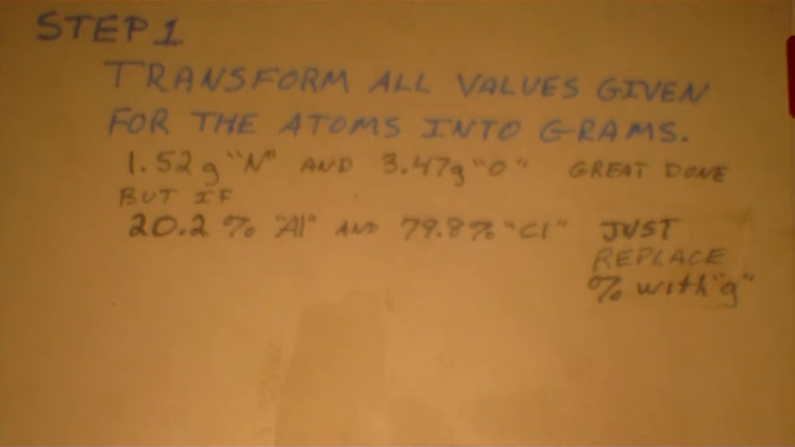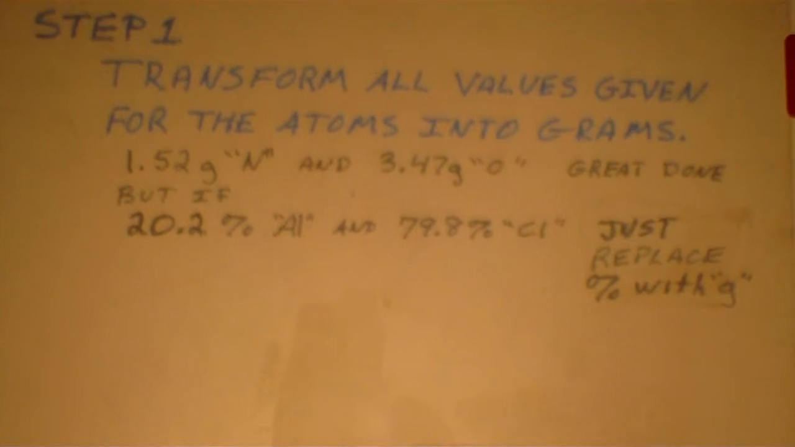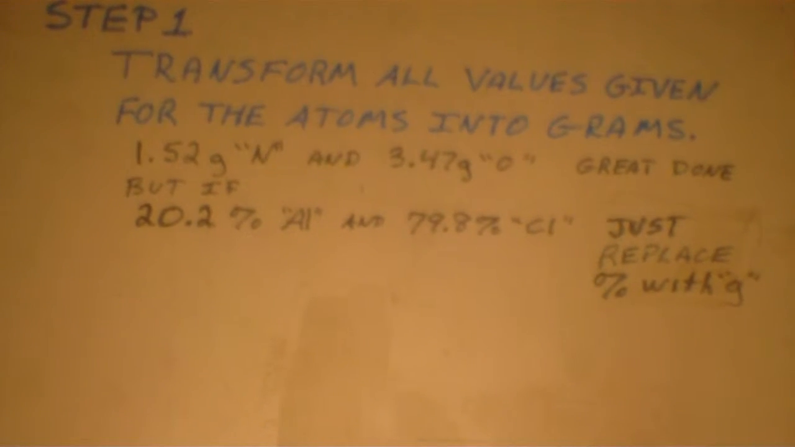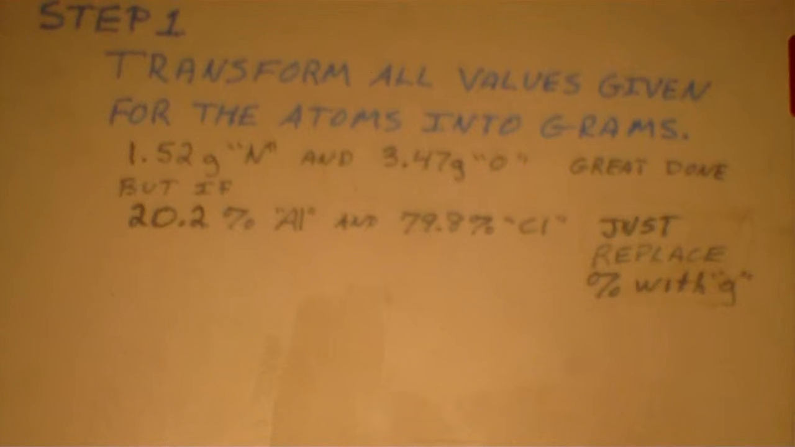If you're given, like in the first line, 1.52 grams of nitrogen and 3.47 grams of oxygen, if you're given grams, you're done already. Excellent. However, these problems sometimes give it to you in percentages. So if you're given 20.2% aluminum and 79.8% chlorine, it's no big deal. Simply cross out the percent symbol, put G, and now you have grams. Good.